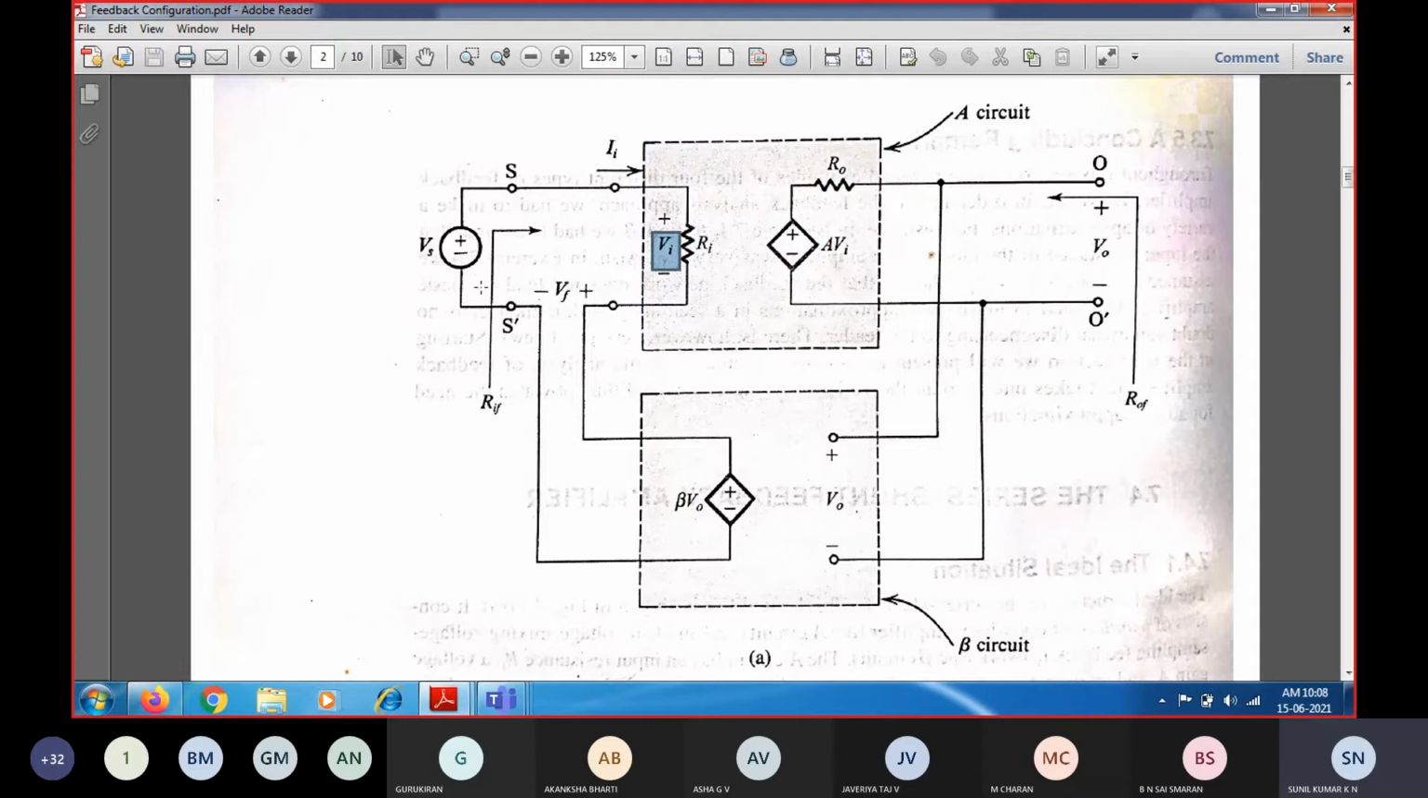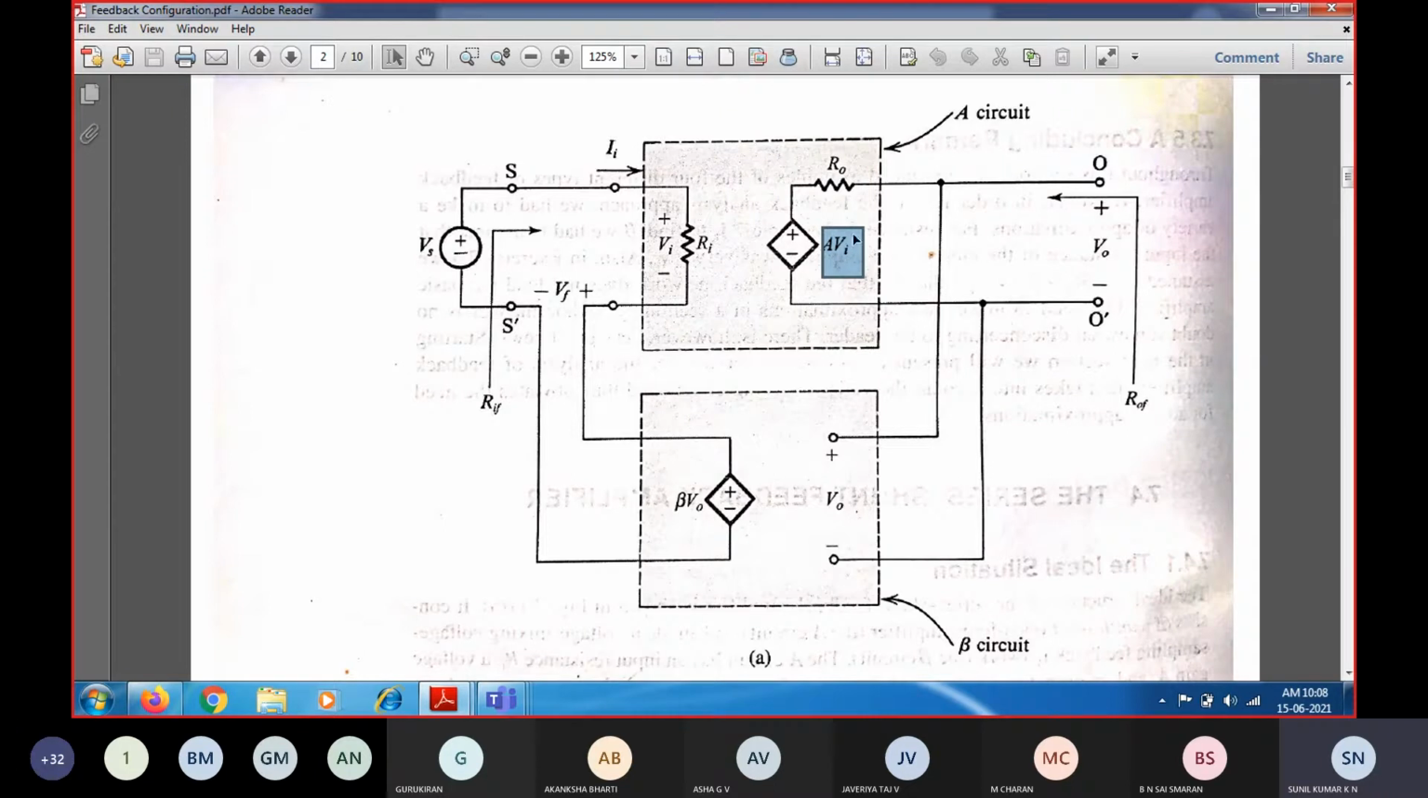So Vi will be equal to Vs minus Vf, and the current flowing across the input side of the amplifier is Ii. So Ii and Vi give the input resistance of the amplifier as Ri. This is a series shunt configuration, so the voltage across the input side will be amplified across the output side. So A times Vi is nothing but the output voltage. V naught will be equal to A multiplied with Vi, where Vi is the input voltage and A is the gain of this amplifier.